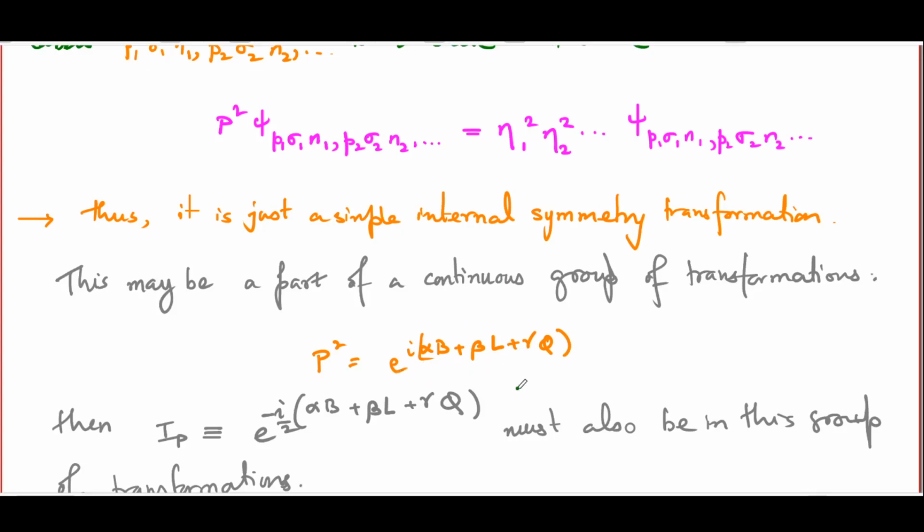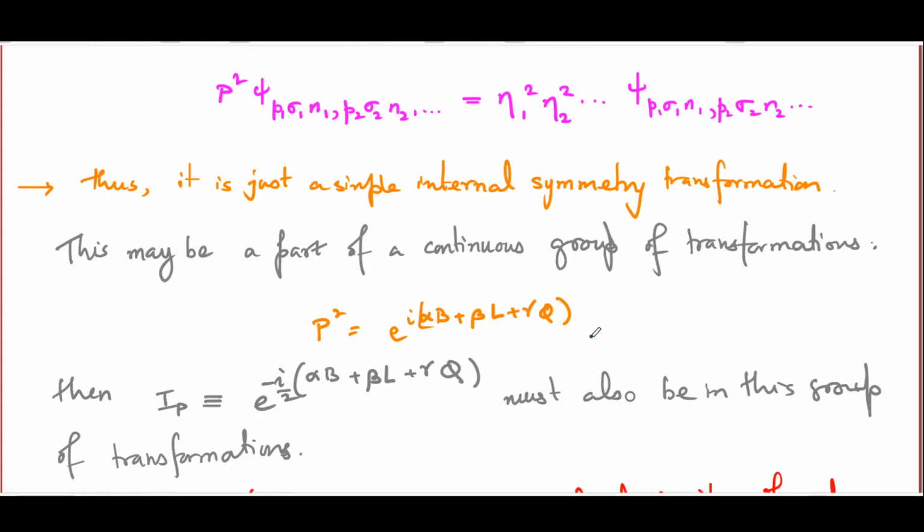But if this is a continuous group of symmetries, that is, all alpha, beta and gamma allowed as far as internal symmetries are concerned, then within this group of internal symmetry transformations, you must also have this element: e to the power minus i by 2 times alpha B plus beta L plus gamma Q, which essentially is effectively the same as this, but with alpha, beta and gamma replaced by minus alpha by 2, minus beta by 2 and minus gamma by 2. It's obvious what we are trying to do here.